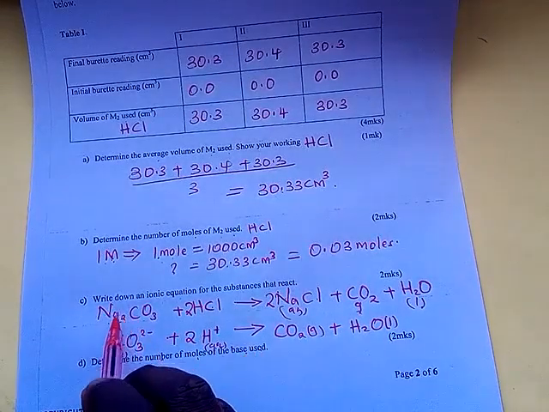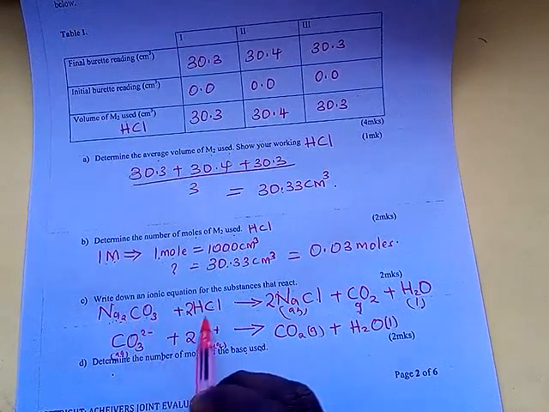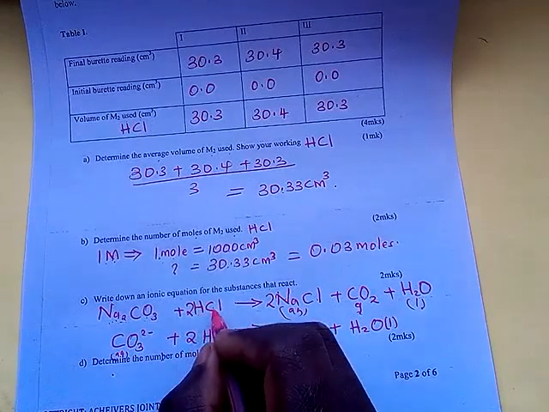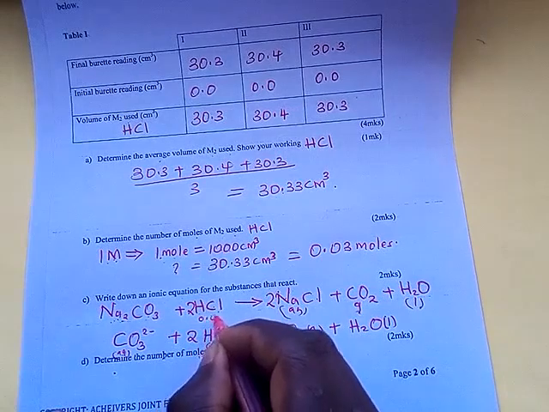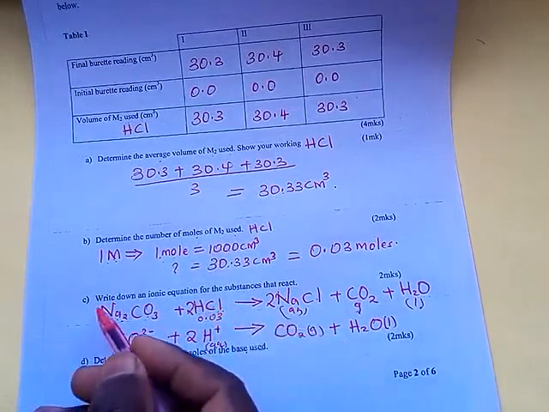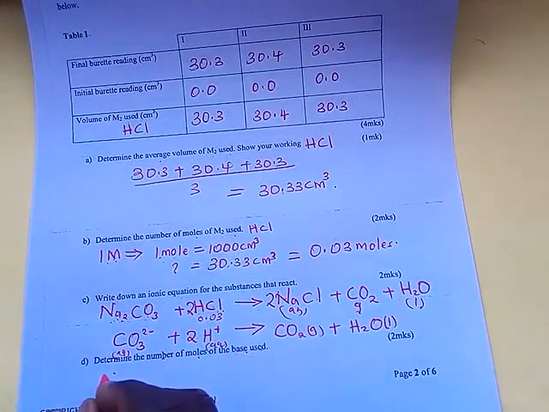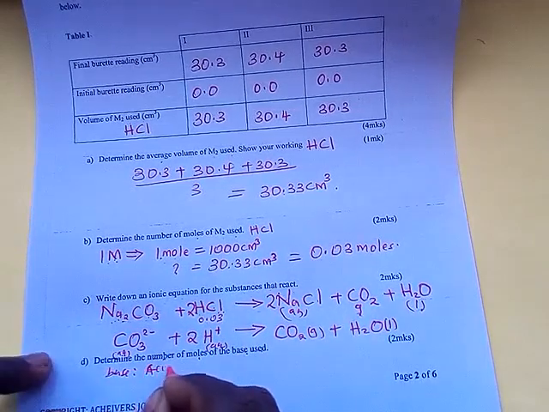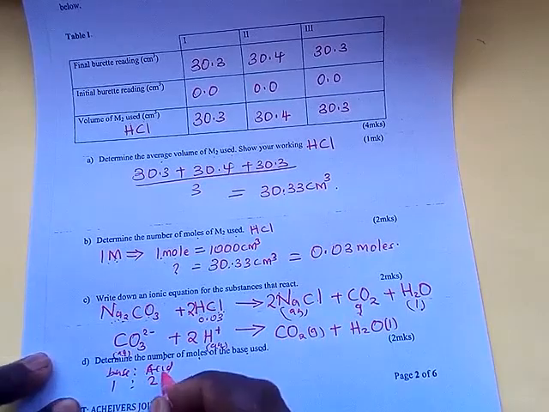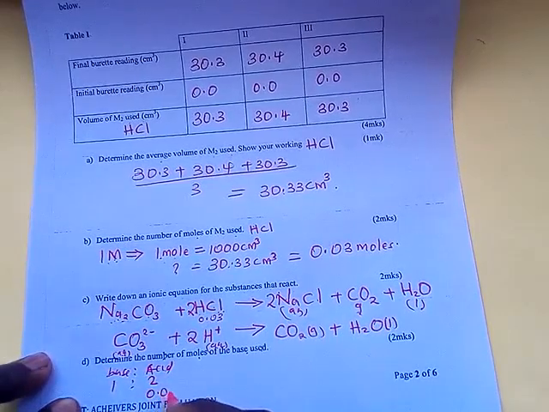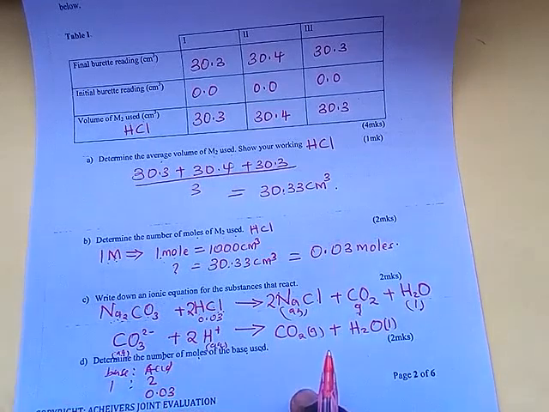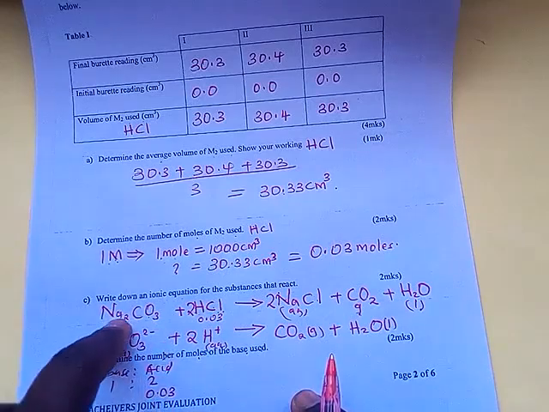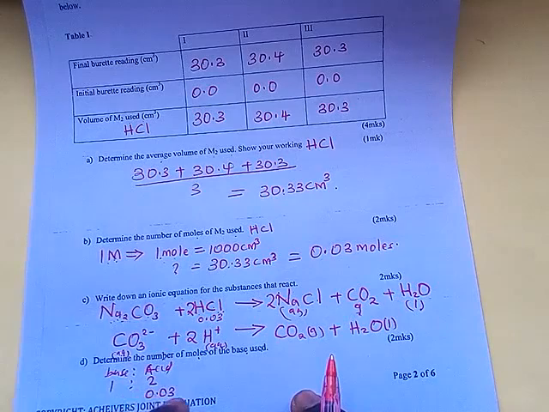So we want to calculate the number of moles of sodium carbonate, but we already know the number of moles of HCl that reacted. Number of moles of HCl was 0.03, but the ratio you can see is 1 to 2. So the base to acid ratio is 1 to 2, but we know the number of moles of the acid, which is 0.03. So the moles of the base is going to be a half the moles of the acid.